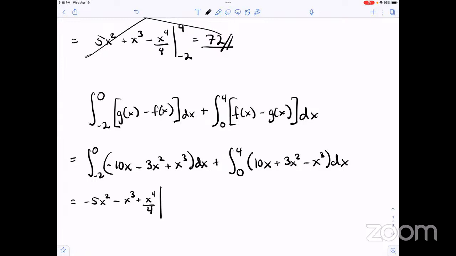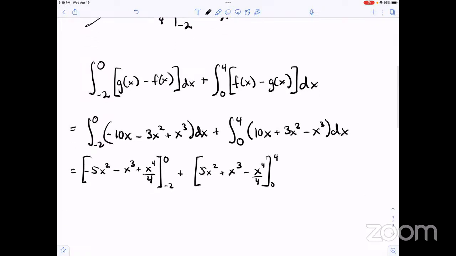And then we're going to say plus, let me see, x squared over 2, so that becomes 5x squared. X squared over 2, x cubed over 3, so plus x cubed, minus x to the 4 over 4. And we want to evaluate that as x goes from 0 to 4.